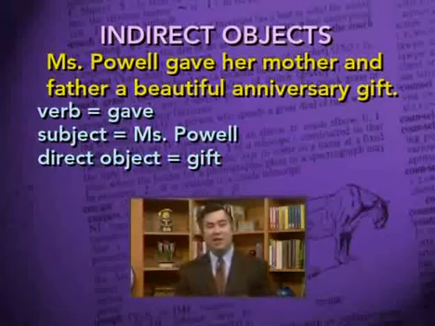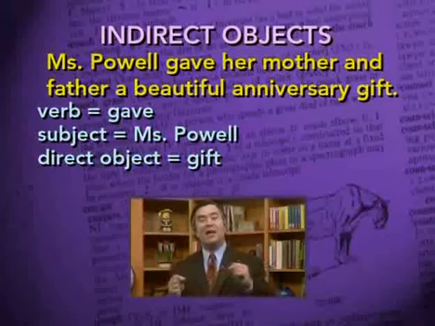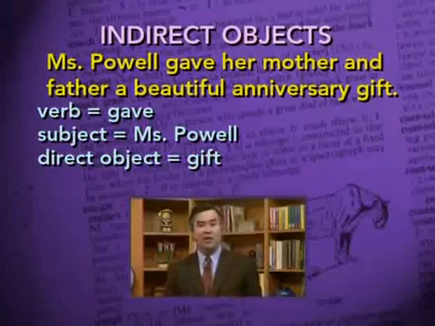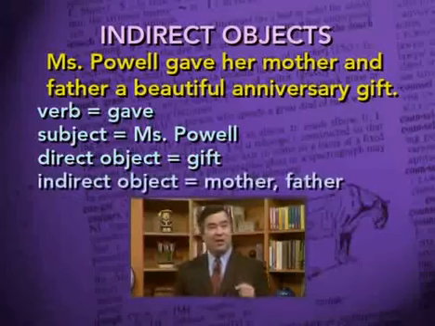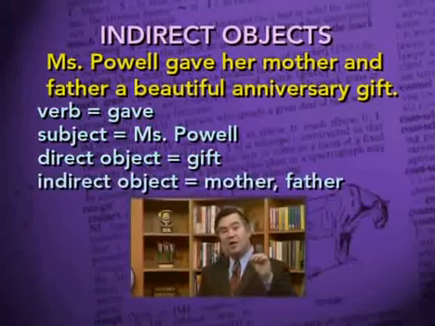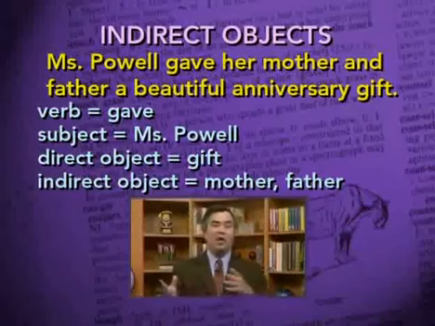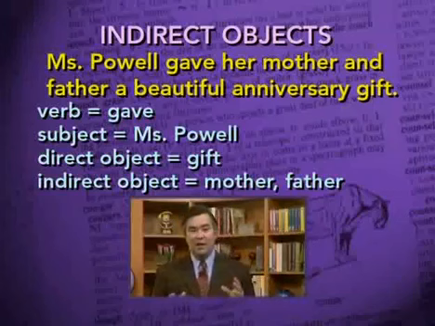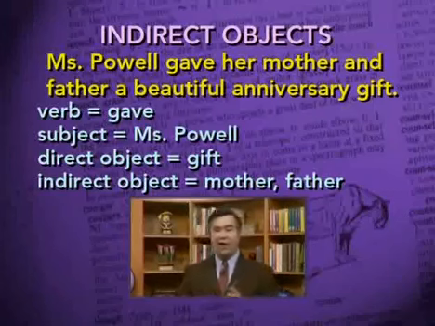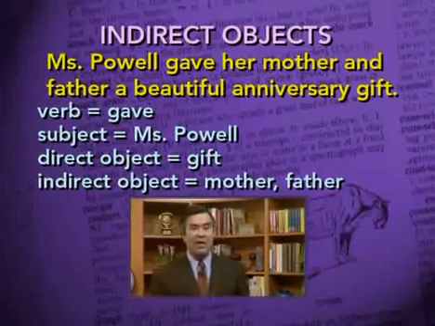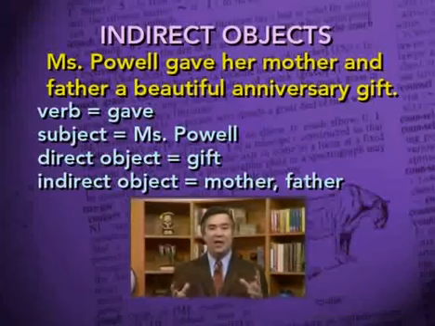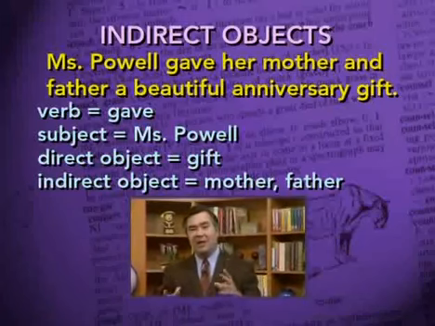Now, to whom did she give the gift? That is, what's the indirect object of the verb gave? The answer is mother and father. There are two indirect objects in this sentence because there are two people to whom the gift was given. Those two words, mother and father, joined by the coordinating conjunction and, go together to make up a compound indirect object in this sentence.